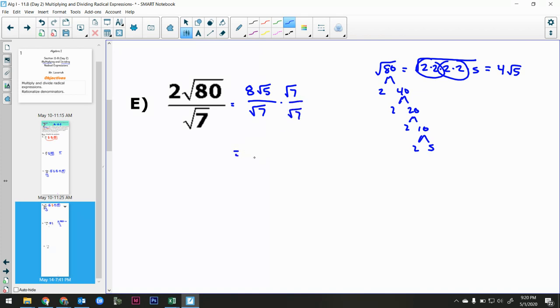So since it's a 2 times radical 80, that'd be 2 times 4 radical 5, so 8 radical 5 over radical 7. Now that needs multiplied by the radical that's in the denominator. So that will get 8 radical 35. 5 times 7 is 35. Again, 8 is on the outside, it just stays on the outside. I only multiply the two things in the radical together. So 7 times 5 gets me my 35, and then radical 7 times radical 7 is just a 7. There's my answer there.